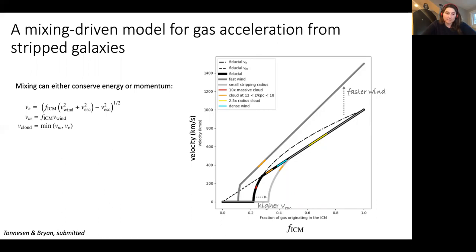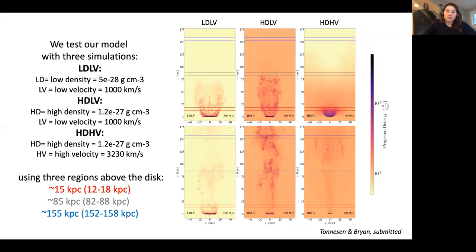We test our analytic model with 3 wind tunnel simulations of Milky Way-like galaxies impacted by a constant ICM wind. From left to right, they are a low-density, low-velocity wind, a high-density, low-velocity wind, and a high-density, high-velocity wind. In the paper, we focus on 3 well-separated regions above the disk, denoted by colored lines in this figure.